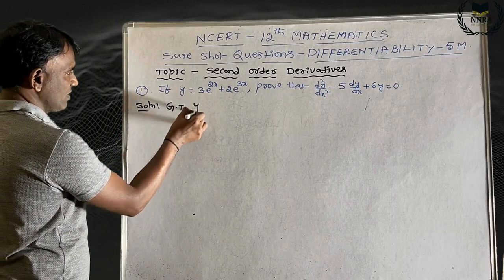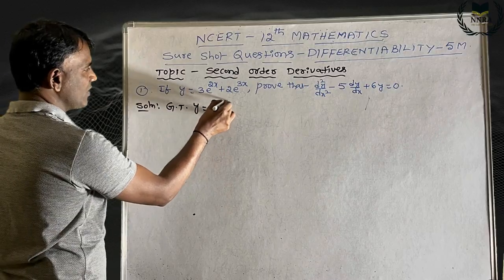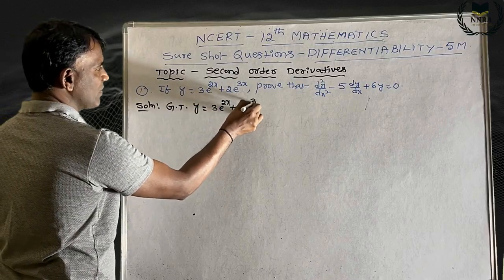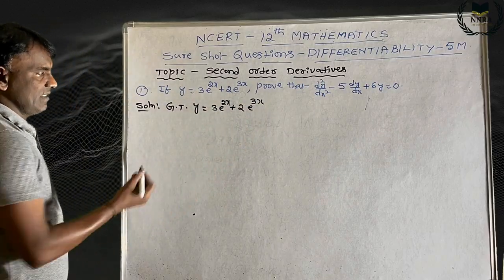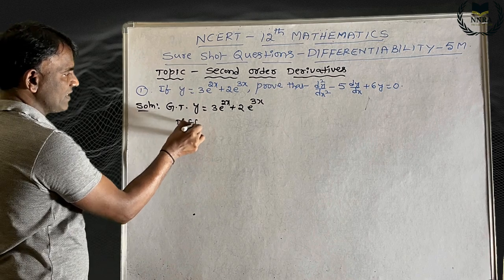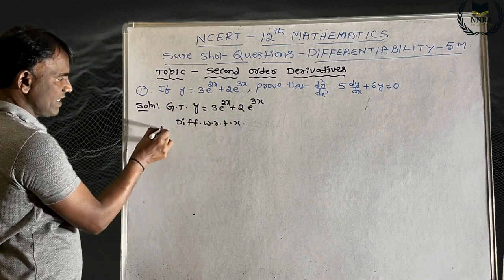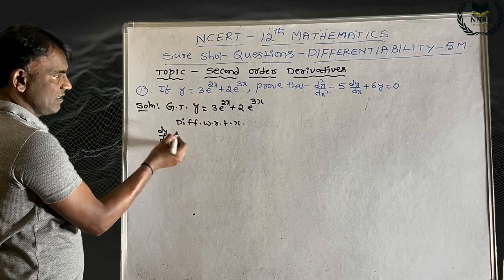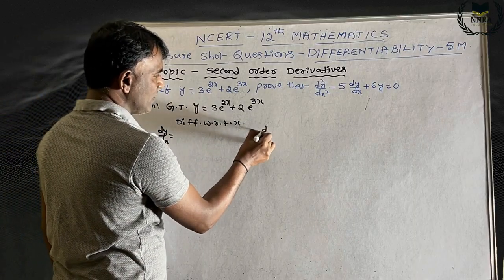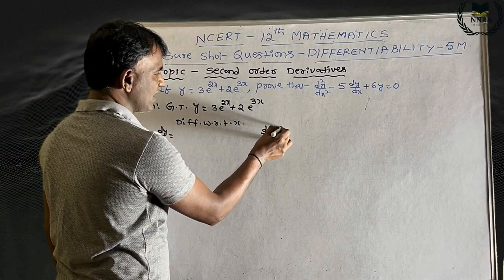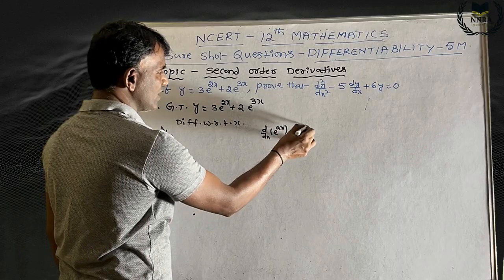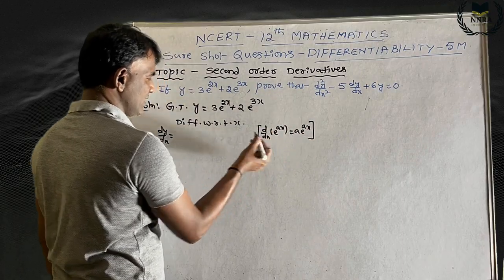Given that y equal to 3 into e power 2x plus 2 into e power 3x, right? Now differentiating with respect to x. So it is dy by dx, and d by dx of e power ax equal to a into e power ax. This is the formula.